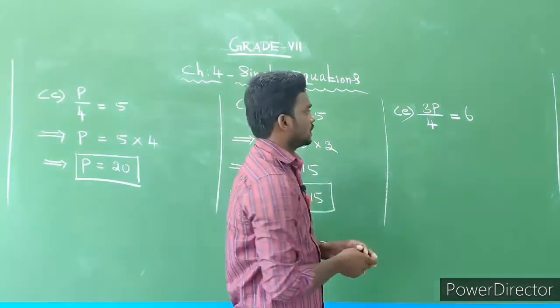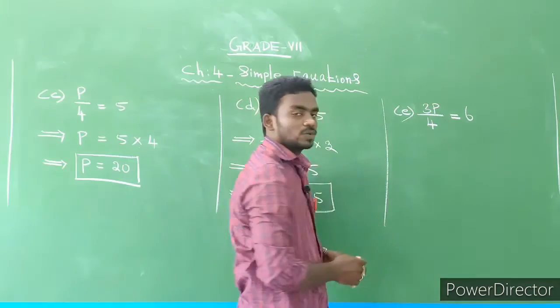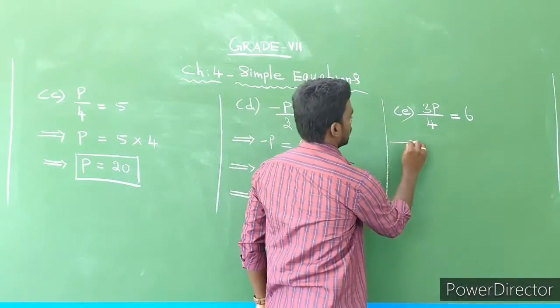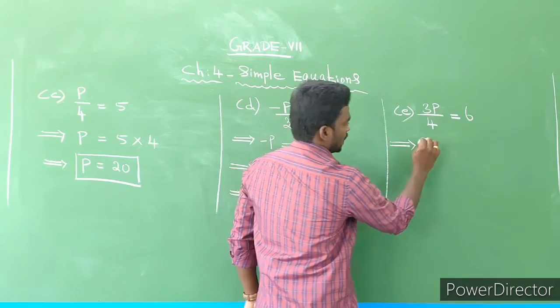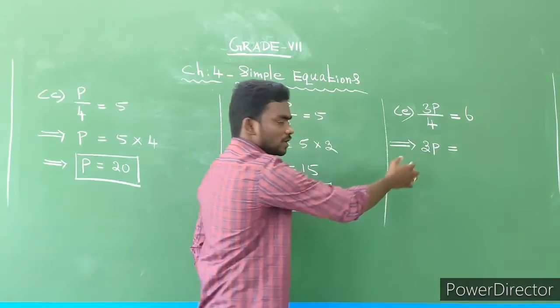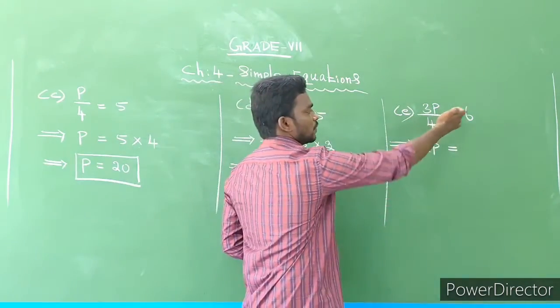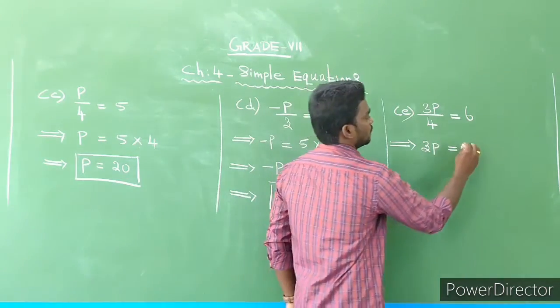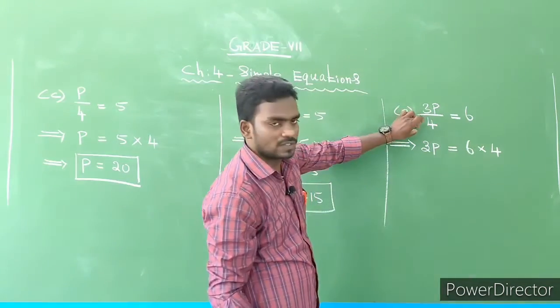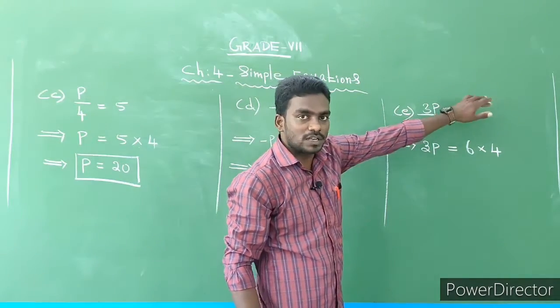What is our E question? 3p divided by 4 is equal to 6. This implies that we keep the value 3p on the left side, and this 4 is transposed to what? Multiplication. 6 into 4. 4 is division on the left side, which transposes to multiplication on the right side.